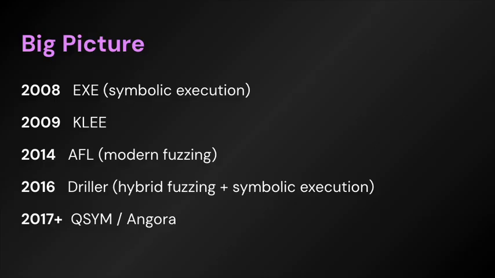This slide places Driller in historical context. Early symbolic execution systems like EXE and KLEE focused on symbolic analysis. Later, fuzzing tools like AFL became extremely effective at discovering bugs quickly. Driller represents an important step toward hybrid analysis techniques that combine these approaches. Many later systems like QSYM and Angora build on similar hybrid ideas. So this paper helped influence an entire direction of research.